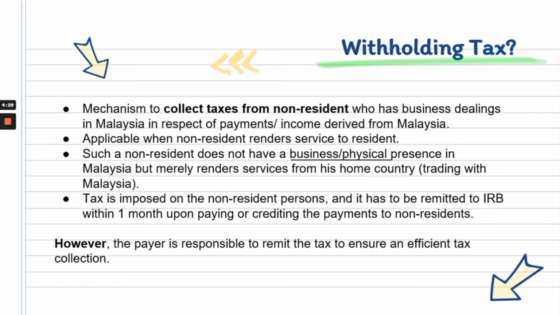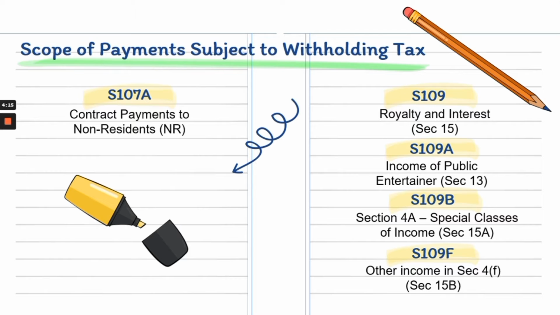Tax is imposed on the non-resident person and it will be remitted to IRB within 1 month upon paying or crediting the payments to non-residents. However, the payer is responsible to remit the tax to ensure an efficient tax collection. So what are the scope of payments subject to withholding tax? It consists of 5. All of these payments will be explained further later.